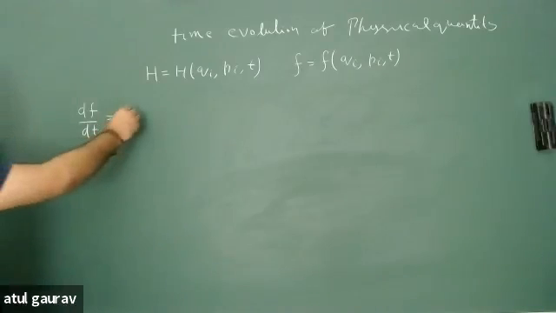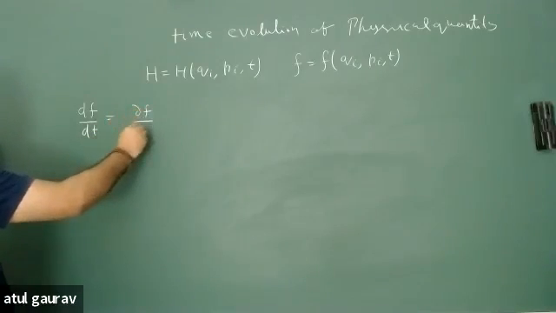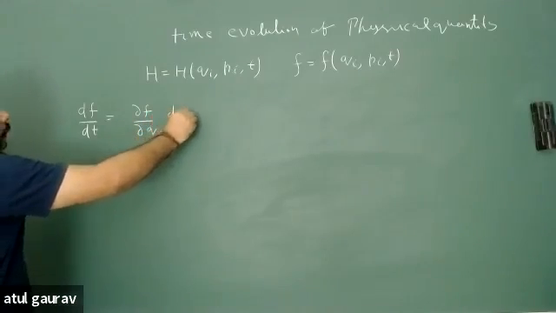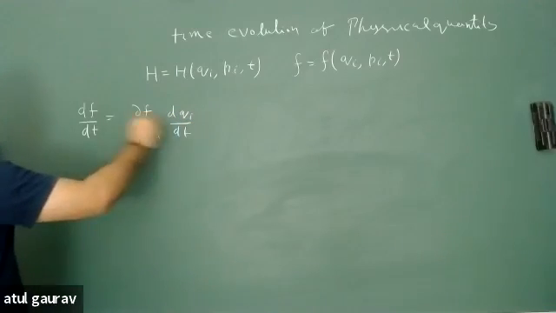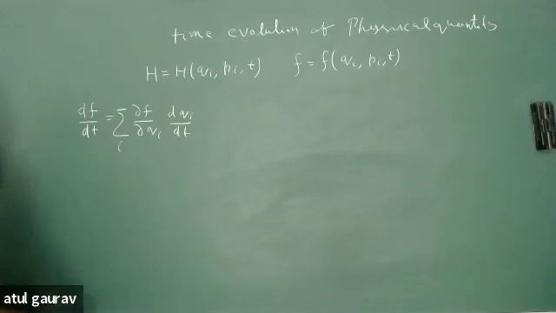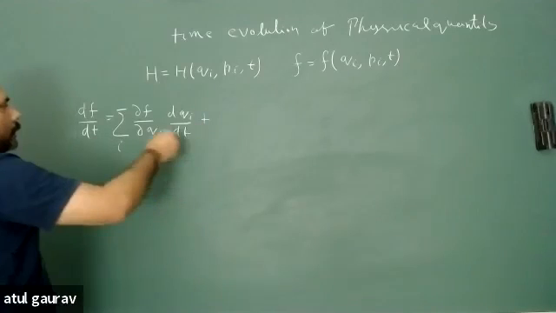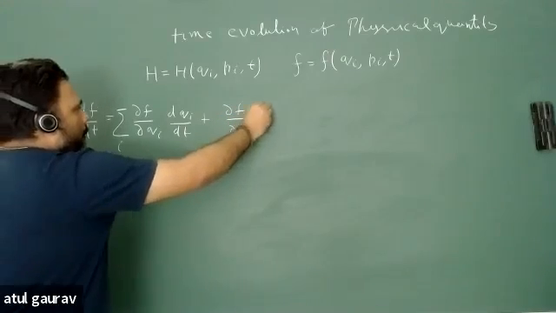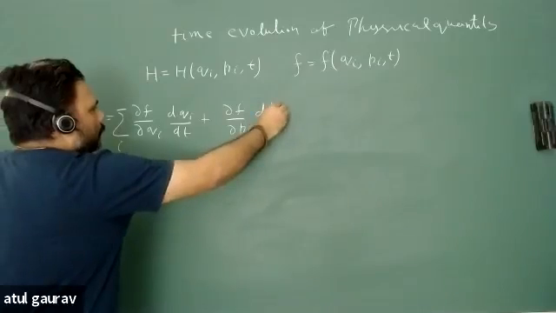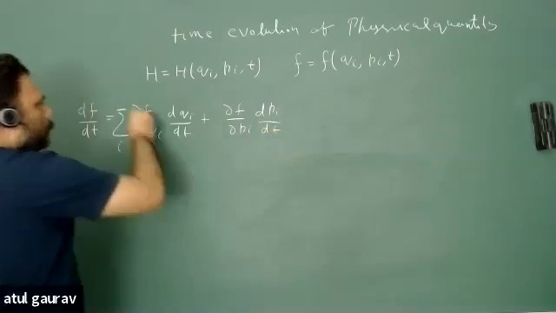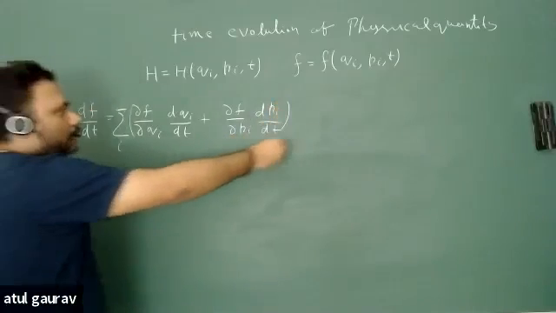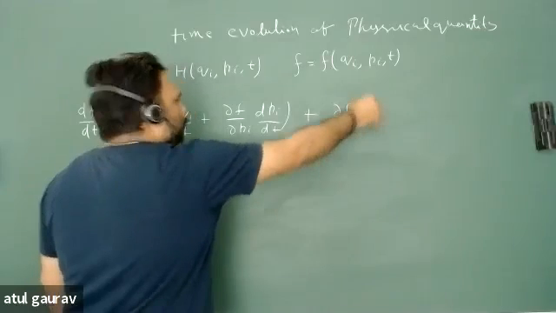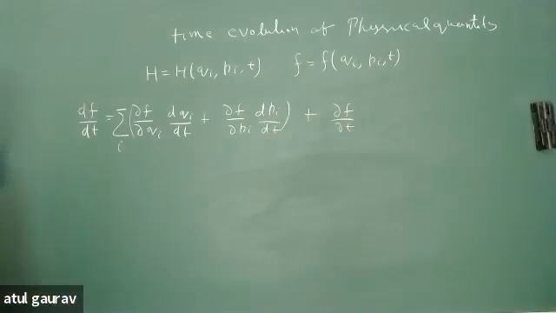So this is del f upon del qi, dqi upon dt, obviously with a summation over i, plus del f upon del pi, dpi upon dt, and all of these are in the same bracket, and then we have del f upon del t. dt upon dt is 1. There is not any problem.